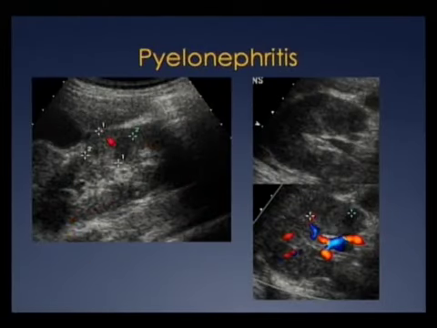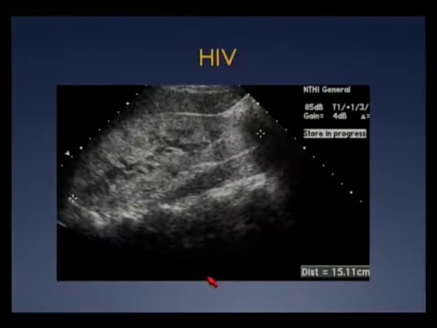So here's a patient with pyelonephritis. This is a sagittal image of the right kidney, and the findings are extremely subtle. Here's a transverse image. You may argue there's a little bit of change in the echogenicity in this portion of the kidney with respect to the rest of the cortex. Questionably decreased flow, but again, we're not really that good at it by ultrasound.